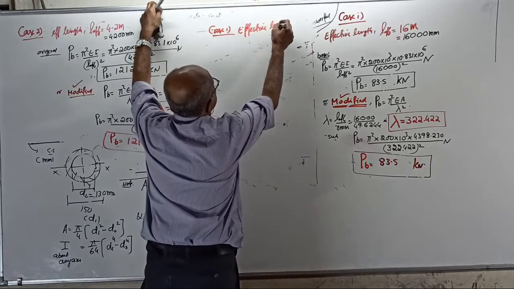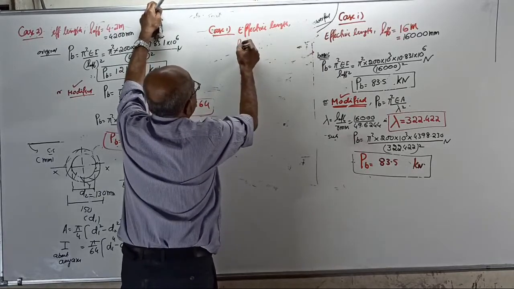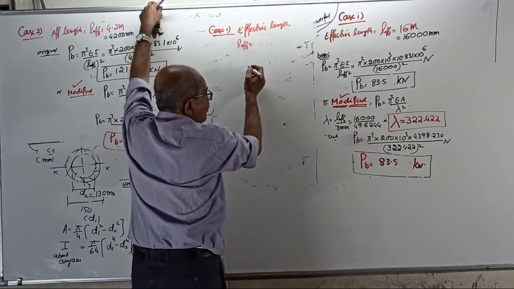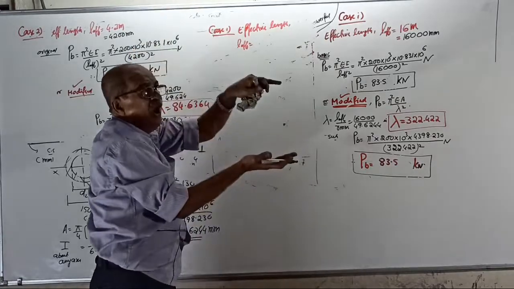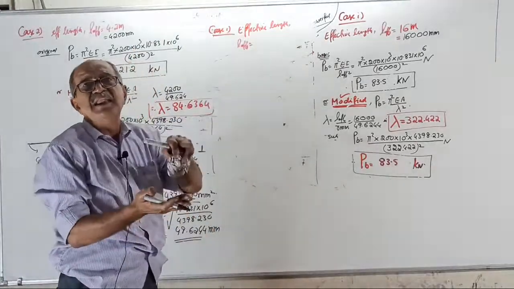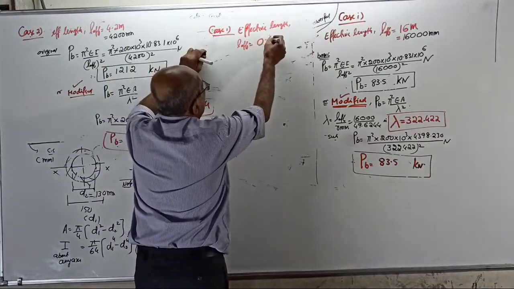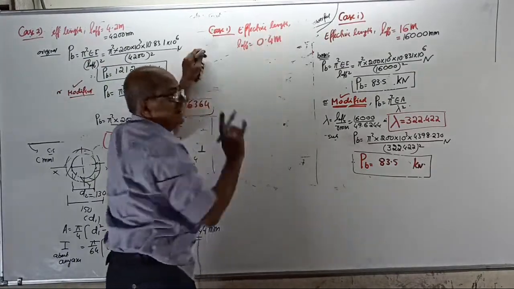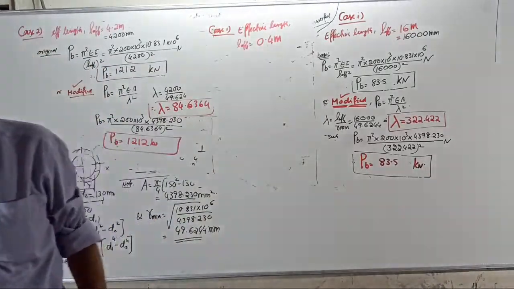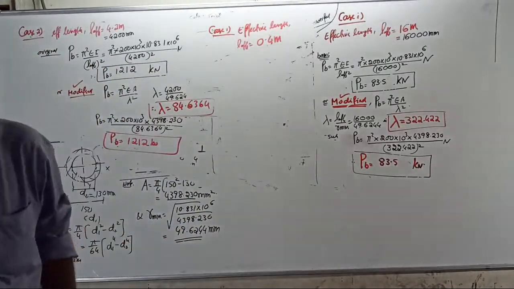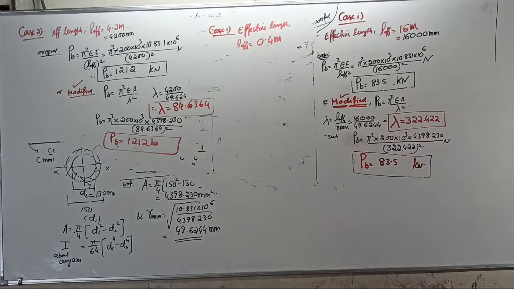effective length. That is L effective equal to how much I told? I want a short column, some 10 inches. Yes. 0.4 meter. Yes or no? I told 0.4 meter. Tell yes or no. First, I forgot. I remember 10 inches I told. Is a 0.4 meter correct?